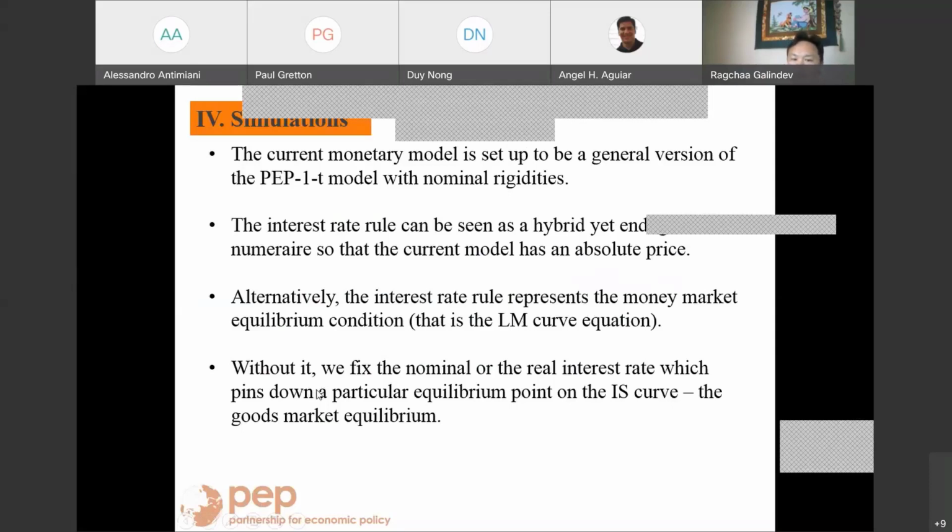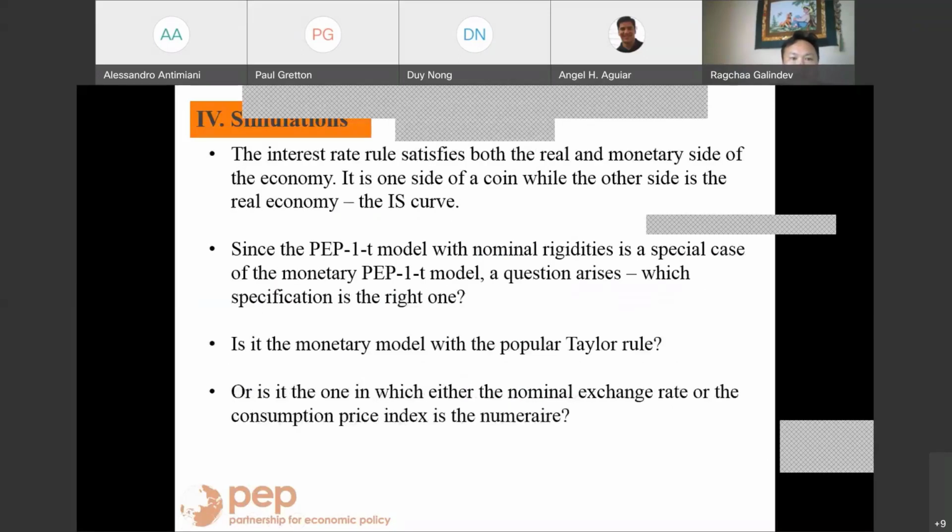So without the LM curve, we fix the nominal or real interest rate, which pins down a particular point on the IS curve, the goods market equilibrium condition. Then we know that the interest rate rule, once it's introduced, satisfies both the real and monetary side of the economy. So that is one side of the coin, while the other side is the real economy, the IS curve.